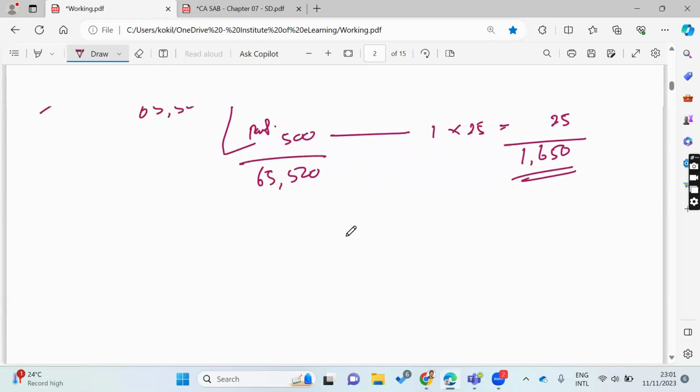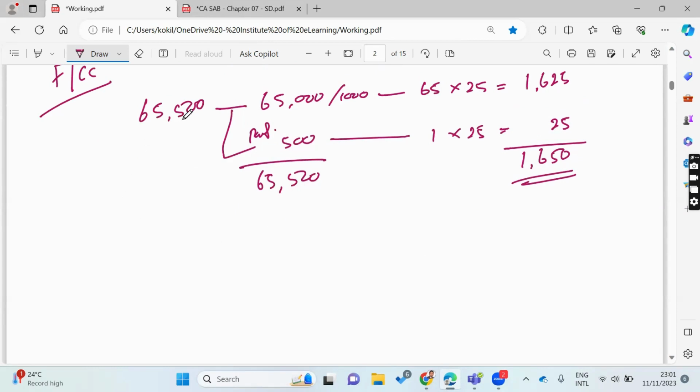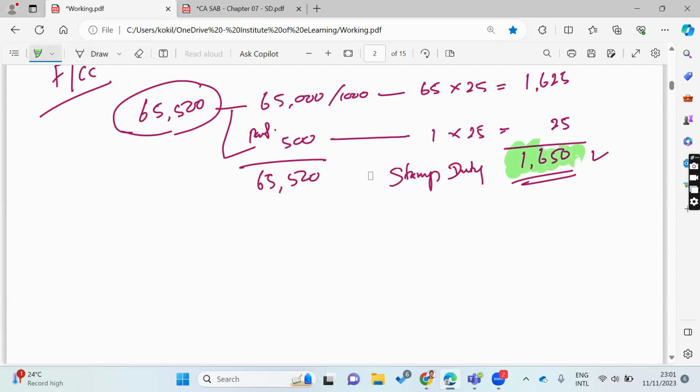Then what you will pay for the foreign country is this much. Then your bank will deduct this much as stamp duty, right? This much the bank will deduct as stamp duty. Hope it's clear to everyone, right?